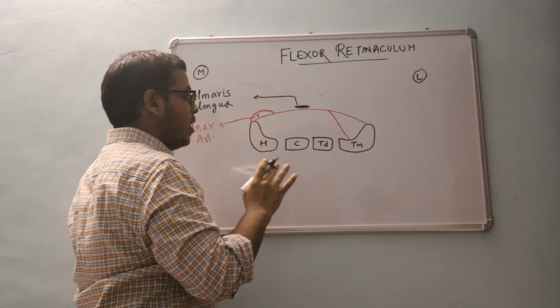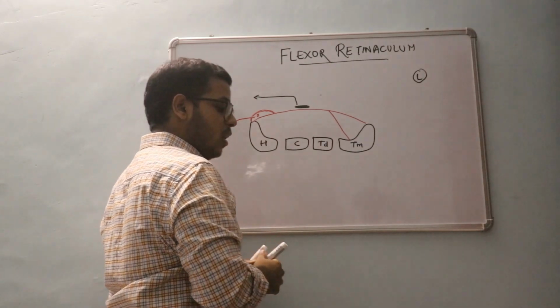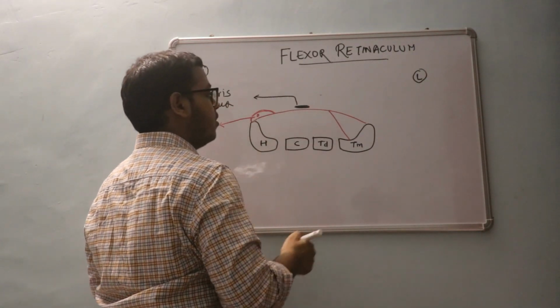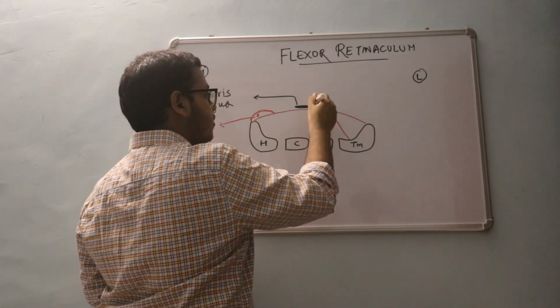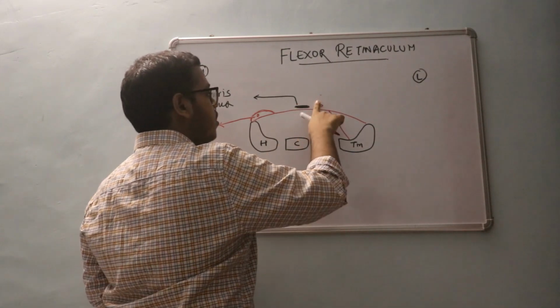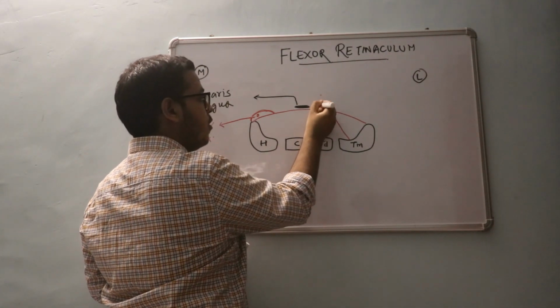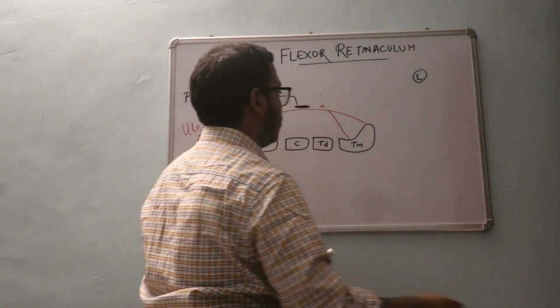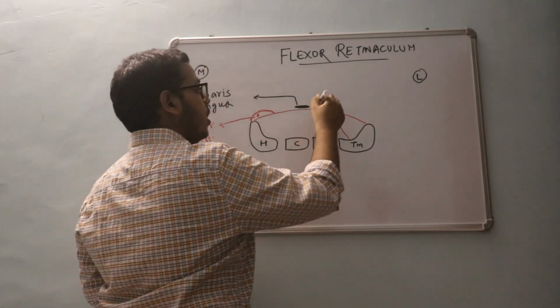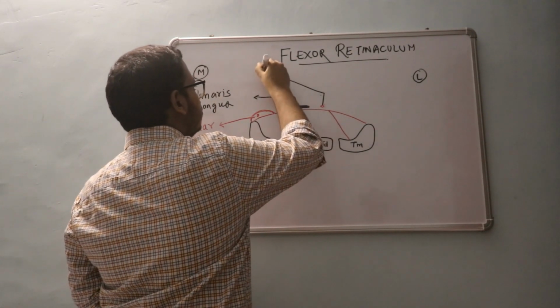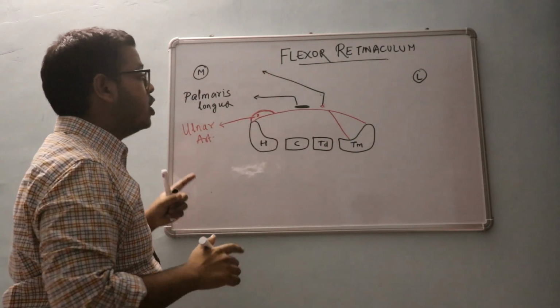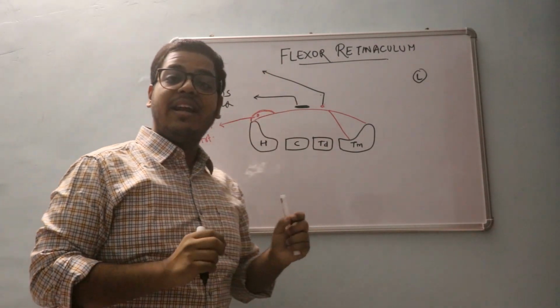Okay, what next? There is another artery that passes above this. There is another artery that passes superficial to the flexor retinaculum, and this one is known as the superficial branch of the radial artery.